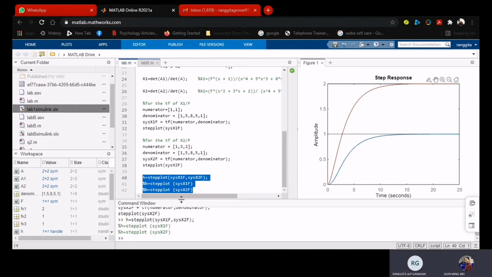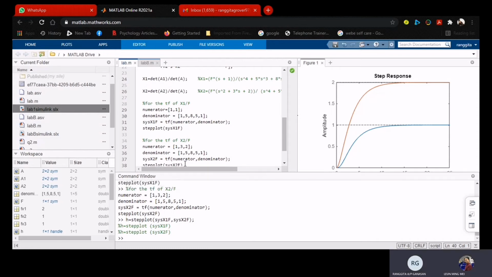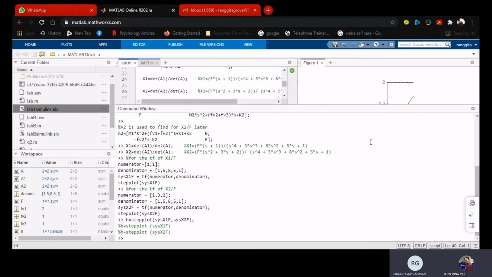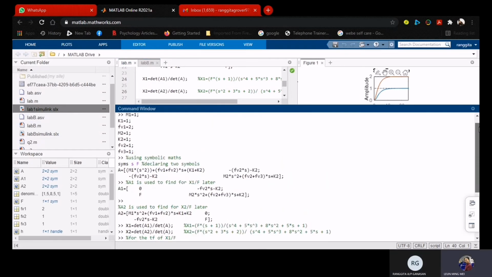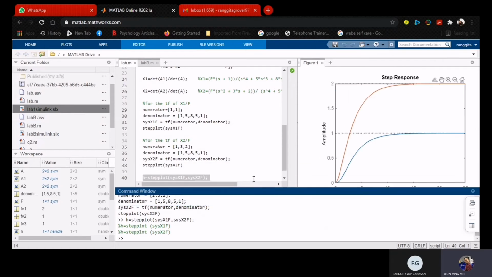Ranggita, yes, I have a question. In the step response shown, which one is x1 and which one is x2? You tell me, I ask you. I think the blue color line is x1 and then the red color will be x2. Is that correct? Are you sure? I'm not sure, Ma'am. I think you have to elaborate the intersections to know which one is x1 and which one is x2.